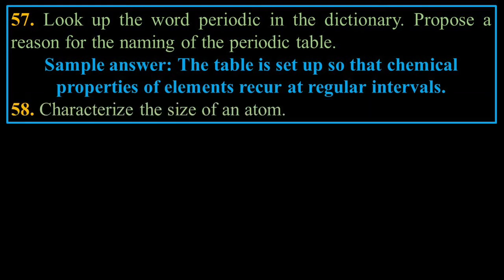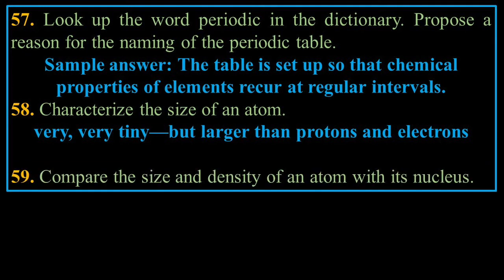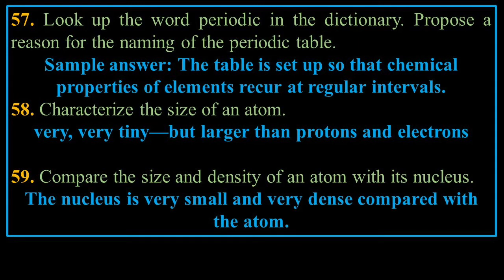Characterize the size of an atom. Well, an atom is very small. Much of its volume, however, is empty space created by an electron cloud. Very, very tiny, but larger than protons or electrons, or both of them together. Compare the size and density of an atom with its nucleus. Nuclear material is among the densest in the universe, but the atom is not so dense. It's mostly empty space. The nucleus is very small and very dense compared with the atom. Again, the atom is mostly empty space, as Rutherford discovered.